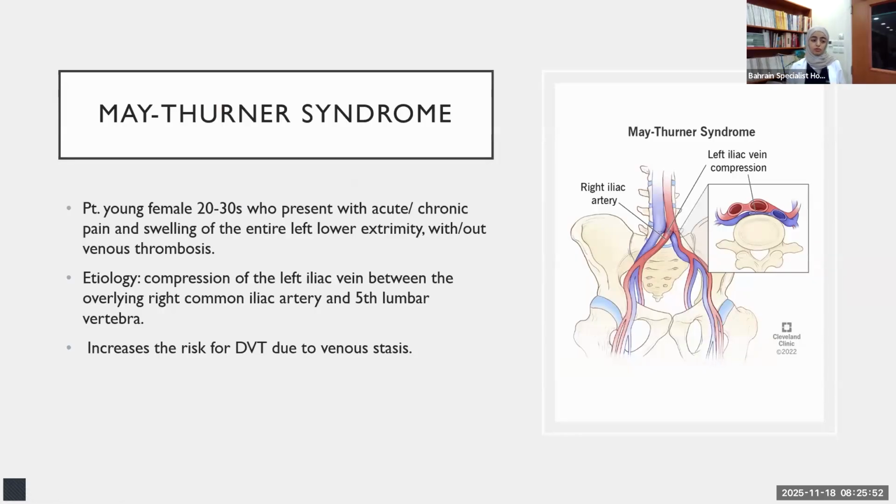May-Thurner syndrome, usually the patient will present as a young female in 20s or 30s who presents with acute or chronic pain and swelling of the entire left lower extremity with or without the venous thrombosis. The etiology is the compression of the left iliac vein, this one, between the overlying right common iliac artery and the fifth lumbar vertebra. So this will cause venous stasis, and because of the venous stasis, it will result in the swelling, and it predisposes them to having DVT because of the venous stasis.